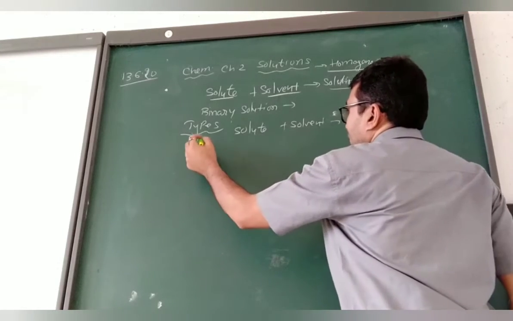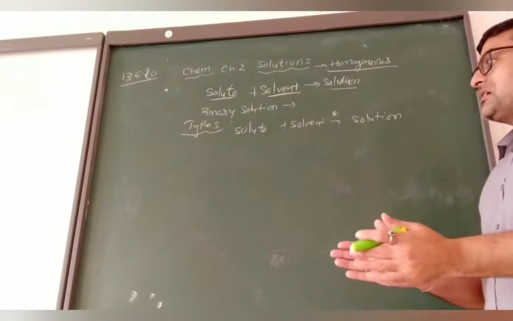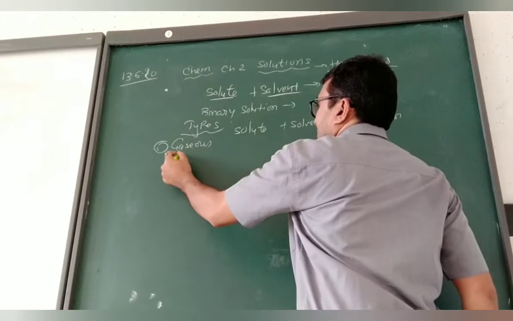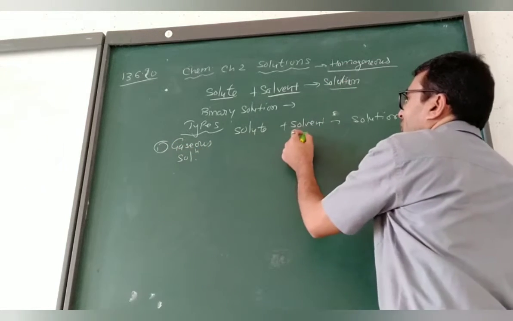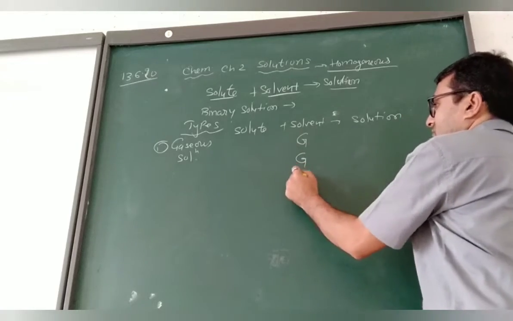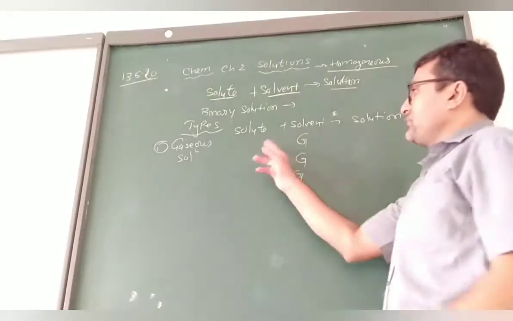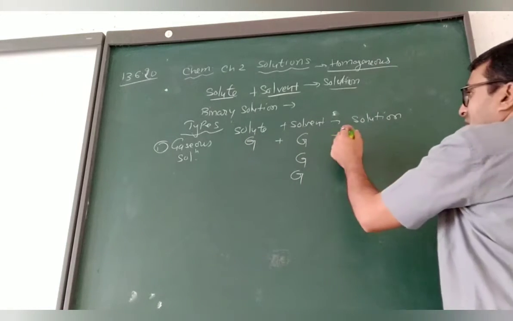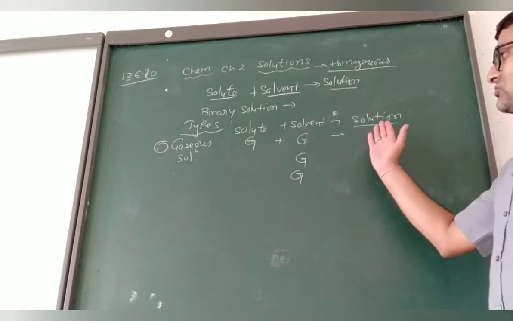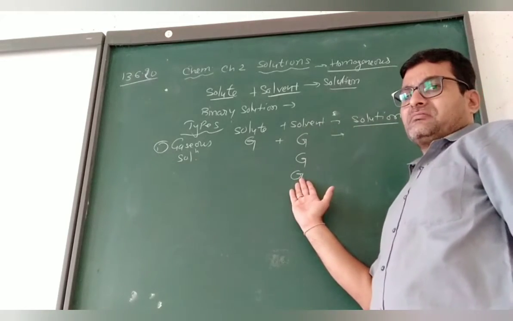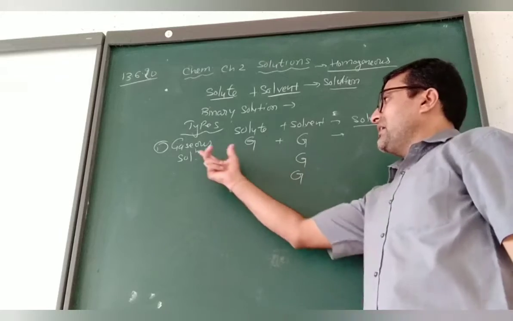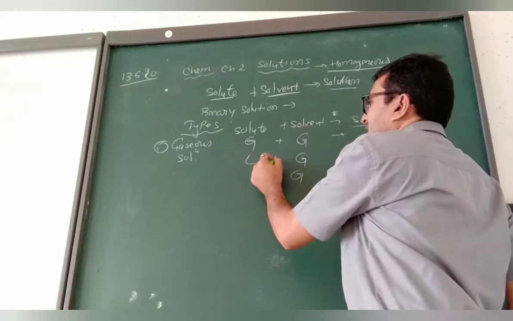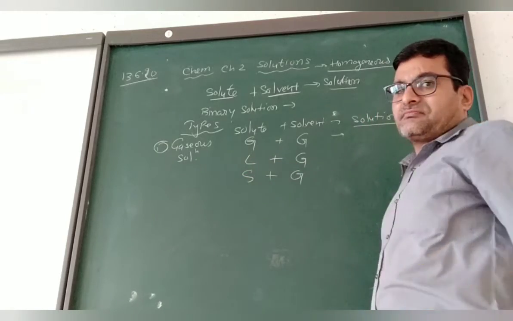Suppose first we are doing gaseous solutions. Obviously they have gas as the solvent. So if the solute is gas and the solvent is gas, then it makes a gaseous solution. We have to consider what the solvent is, and that decides the solution. So it might be gas in gas, liquid in gas, or solid in gas.